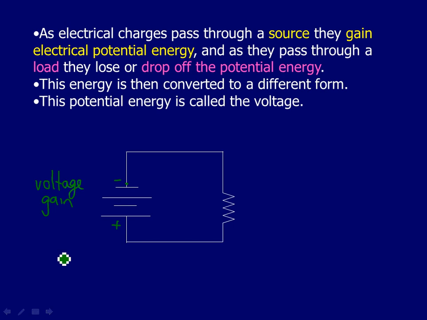It travels along the wire. Because the wire is a really good conductor, it doesn't lose any of its energy in the wire. It actually loses a tiny little bit, but we're not going to worry about it. Then it goes through the load, and it drops the energy off. All right? It drops that energy off.